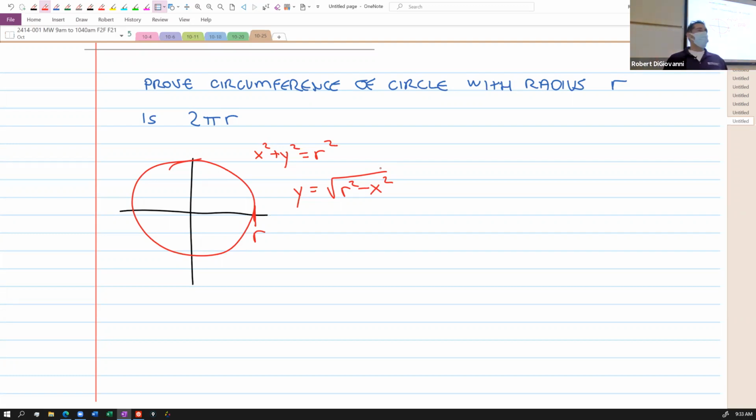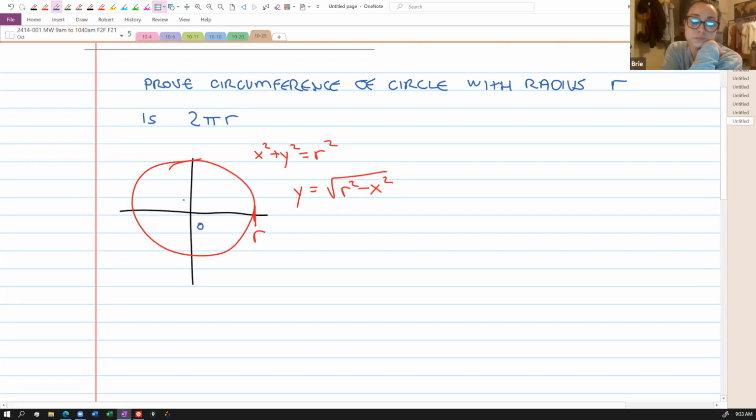Okay, so where are we going to integrate from? What arc length are we going to do? We can't do the whole thing because it's a circle. It fails the vertical line test. So where do you want to integrate from? First quadrant, 0 to r, yeah. Let's go 0 to r. So really, everyone, all we're going to do is try and find the arc length of this piece. Okay, that's it. If we can find the arc length of that, we'll just multiply by 4 because of the symmetry.